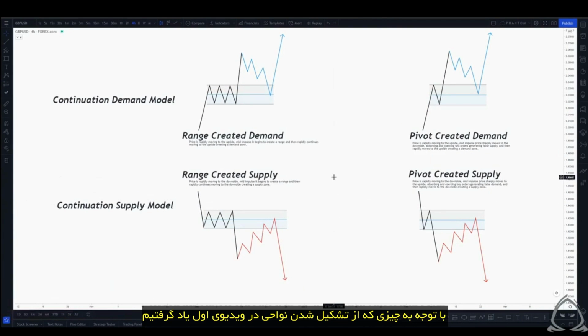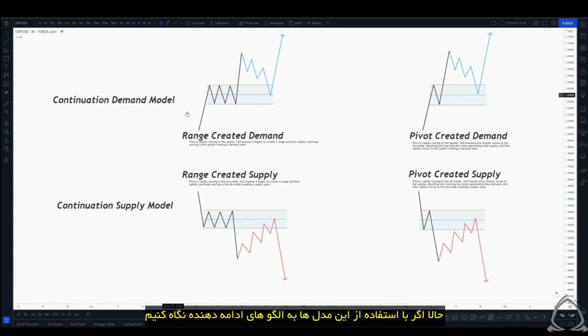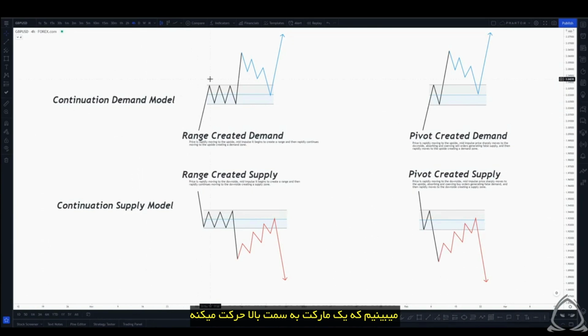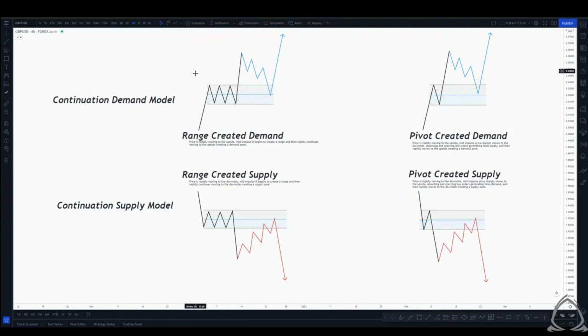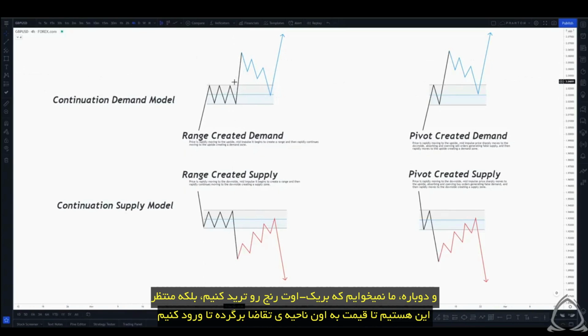Now, building on to what we learned of the creation of zones in the first video, we're going to be looking at the continuation of demand and supply using ranges. If we're looking at continuation patterns using these models, what we would see for a continuation demand model would be an impulsive move to the upside. We'd be seeing a market moving to the upside. We would see that range being created, that sideways price action. We would then see price expand out of that range rapidly. And again, we're not trying to trade the break of that range, but instead we're waiting for price to return back into that range, that demand zone, to look for our entries.